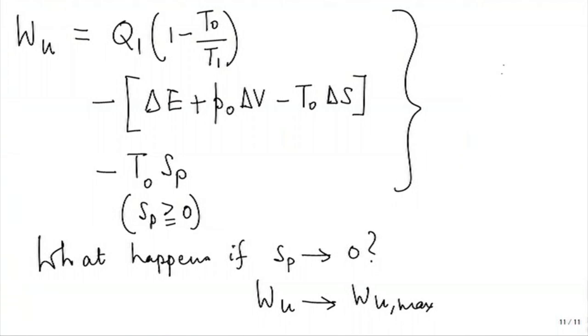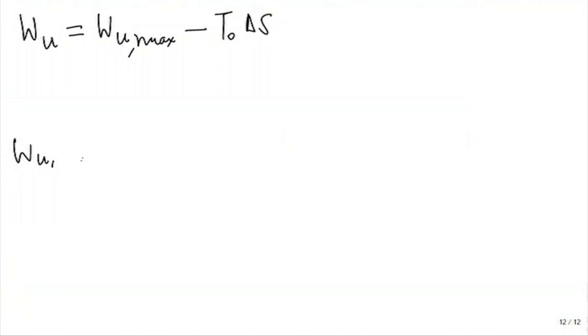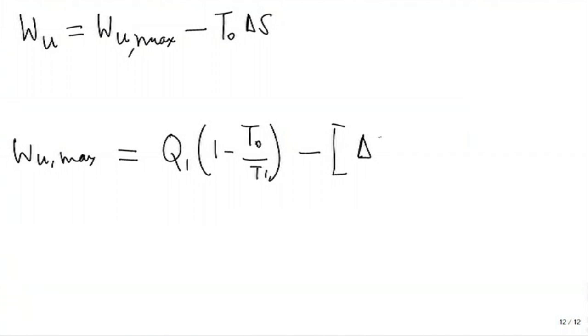So, I will rewrite this expression, which I may call 4, in the following way. W u equals W u max minus T naught S P, and I will write W u max equal to Q 1 into 1 minus T naught by T 1 minus delta E plus P naught delta V minus T naught delta S.